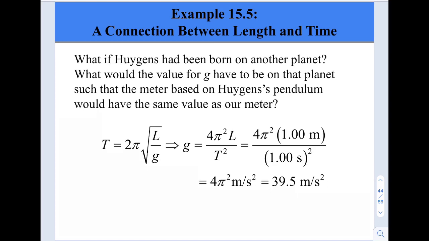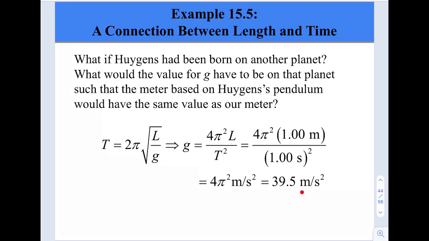What if Huygens had been born on another planet? Means that the g is going to be varied. What would the value for g have to be on that planet such that the meter based on Huygens' pendulum will have the same value as our meter? From here, if we still want to have 1 second, the same as the previous part just now, we are going to figure out the g.